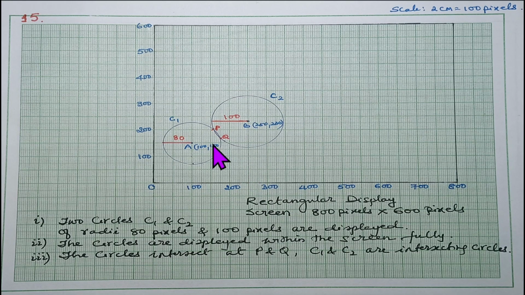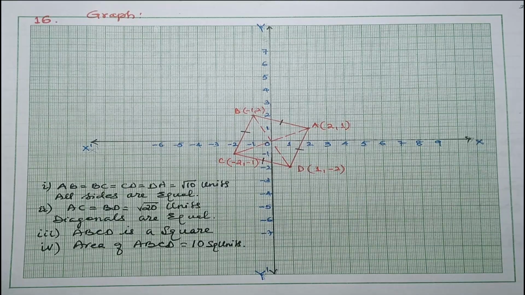The question asked is also whether they intersect. Definitely they are intersecting, and they intersect at 2 points P and Q. They are intersecting circles, not touching circles, because they intersect at 2 distinct points P and Q. That's what I have written here. Two circles C1 and C2 of radii 80 pixels and 100 pixels are displayed. The circles are displayed within the screen fully, and the circles intersect at P and Q, and C1 and C2 are therefore intersecting circles. These are the questions asked and answered, and the graph is drawn in front of you, which is very clearly visible and explains everything. All the questions are explained. Now coming to the next example, example number 16.